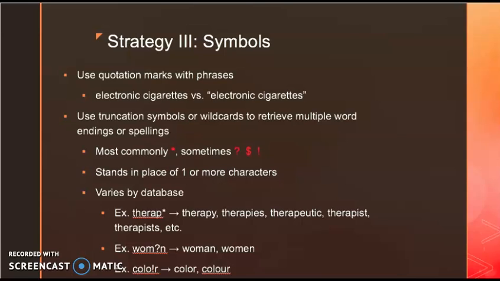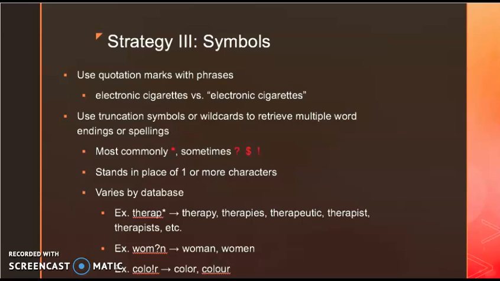So you can use quotation marks with a phrase, and the example is electronic cigarettes versus "electronic cigarettes" within quotes. This is helpful because when one of your concepts is a phrase, it's best to search for it using quotation marks. Quotation marks are the universal sign for an exact phrase in databases, so it can take this phrase and designate it exactly and help you find sources that include it as a direct phrase.